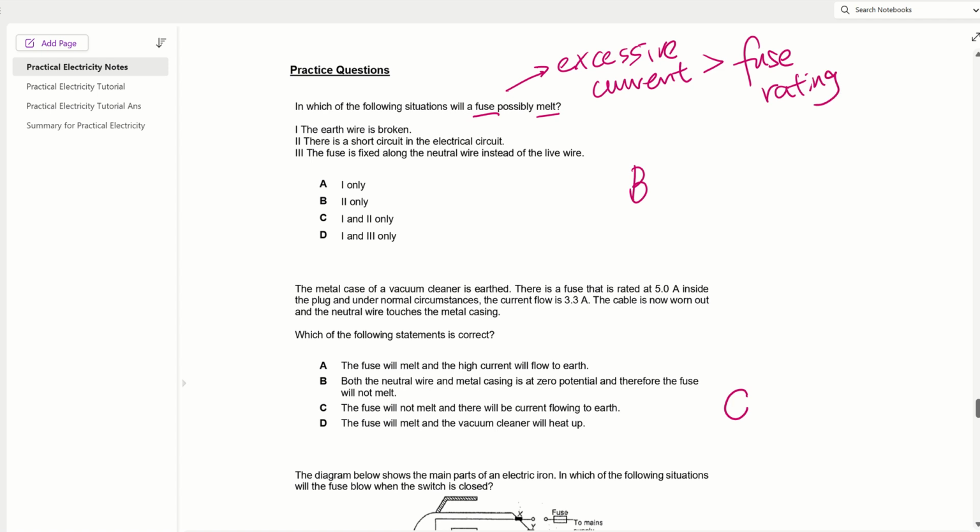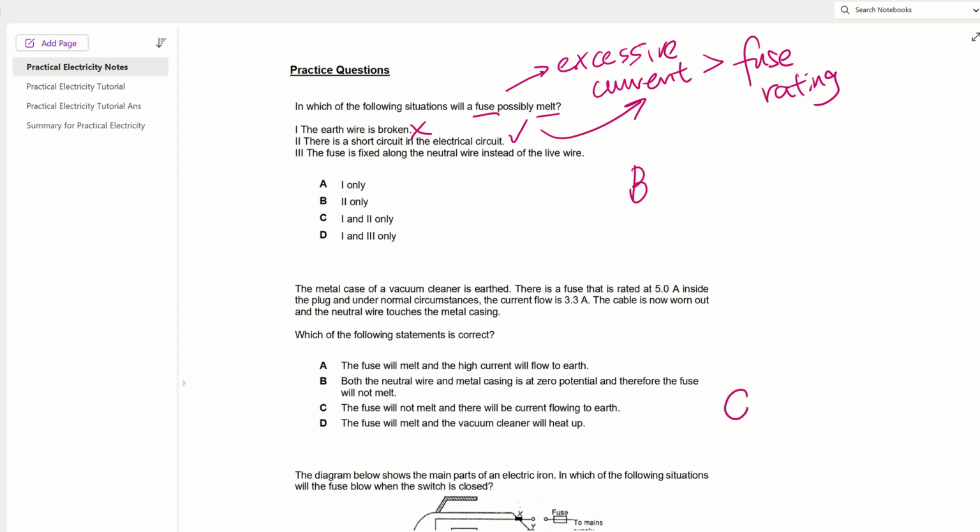Now, if the earth wire is broken, typically it will not cause excess current to flow, because the earth wire is connected to the metal casing. It is actually to protect the user in case the metal casing becomes live due to an electrical fault. But if just the earth wire is broken, it will not cause the fuse to melt. Now, a short circuit in the electric circuit: yes, this will cause the fuse to melt, because when there's a short circuit, that means there's excessive current.